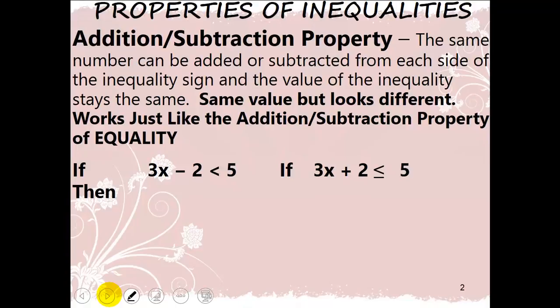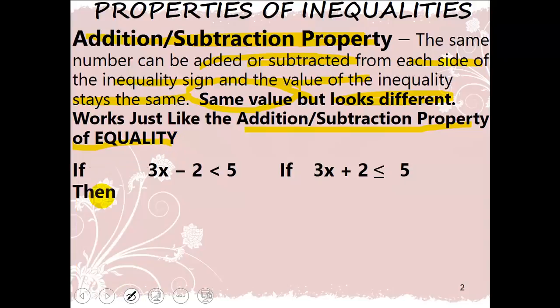So we have the addition and subtraction property of inequalities. It says the same number can be added or subtracted from each side of the inequality sign, and the value stays the same. It looks different, but the value stays the same. That should remind you of the addition and subtraction property of equality. So I'm not going to solve this. I'm just going to use the two properties that we just discussed.